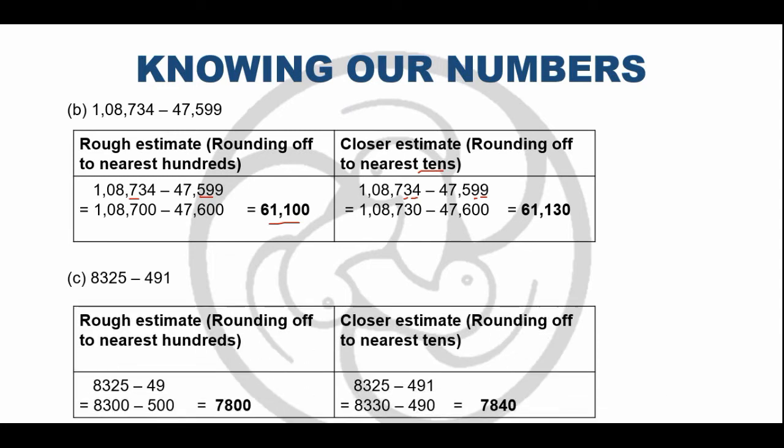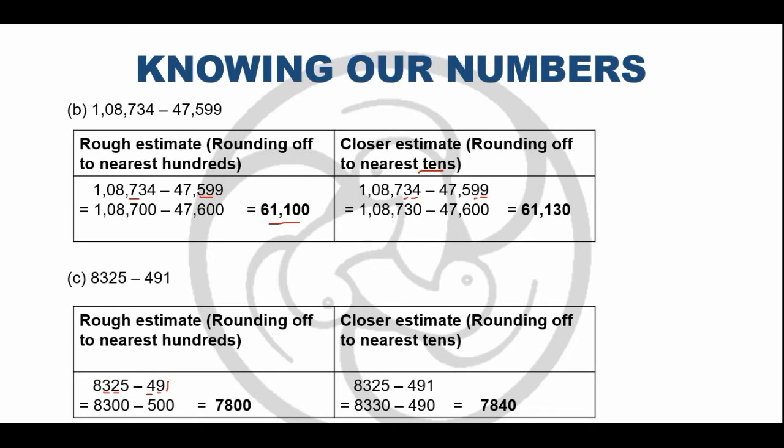So next one is the rough estimate. So you have to round up to the nearest 100. What is in the 100 position? 3. So you have to look at the right side number, that is 2. It is less than 5. So that means you have to write the number as it is. So 8,300 minus 491. What is in the 100 position? 4. So you have to look at the right side number, that is 9. So 9 is greater than 5. That means you have to add 1 to the 100 position. It will become 500.